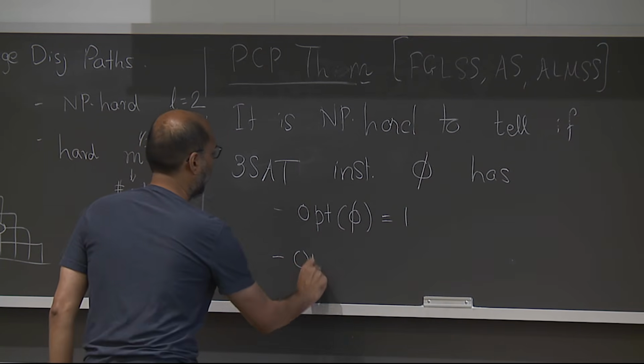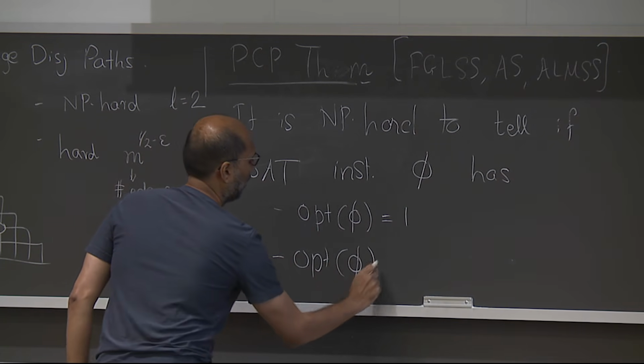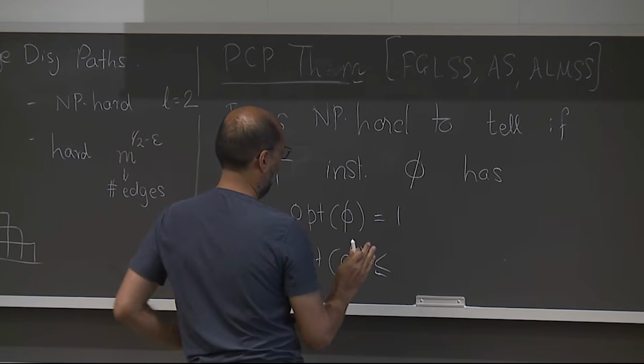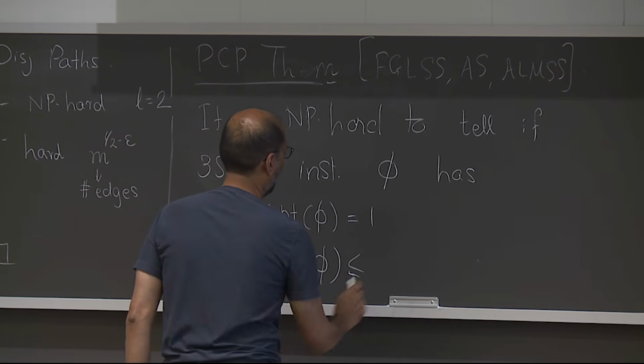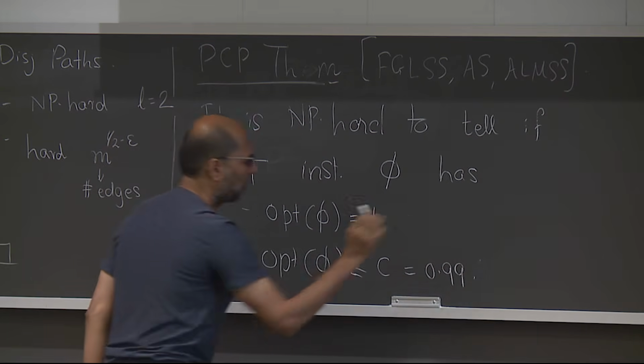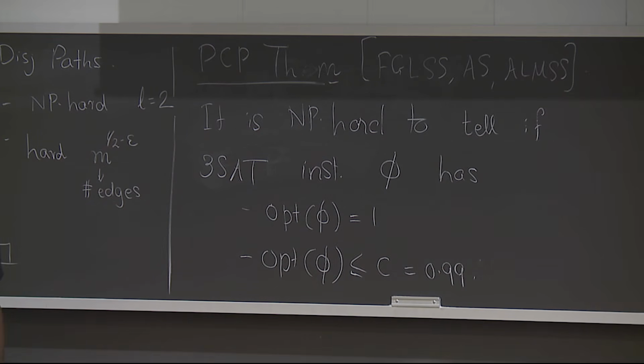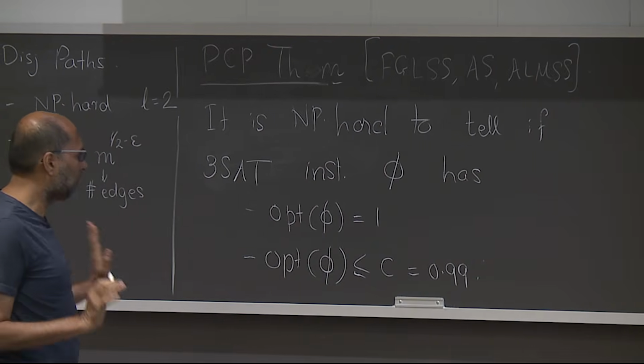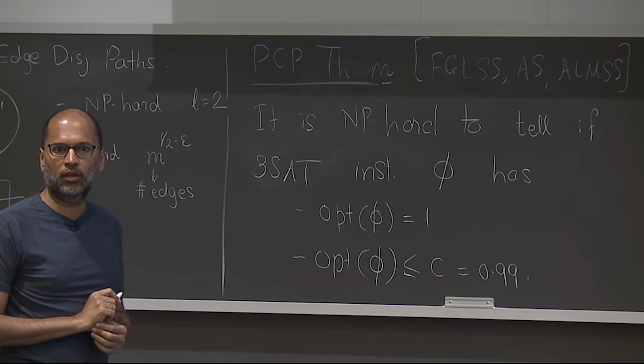Versus the case where the optimum is strictly bounded away from 1 by a constant. So at most C, where C is, let's just say 0.99, it doesn't matter so much, okay? But as long as it's a strict constant, strictly less than 1. And then that's the result, that's it. This is what is the PCP theorem.